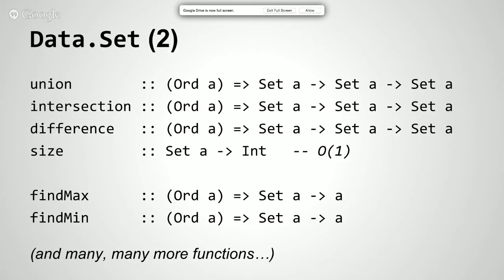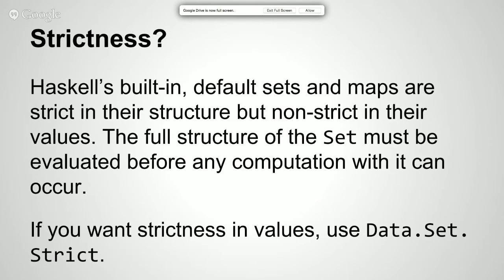Some other set functions. We have O(1) size. The reason it's O(1) is because the set stores the size at the node. We have union, intersection, and difference. Find min and find max. Those are not properties of mathematical sets necessarily, but they're properties of Haskell sets because they're trees. So those can be implemented and they're log time. That's super fast, right? Just go down one side or the other.